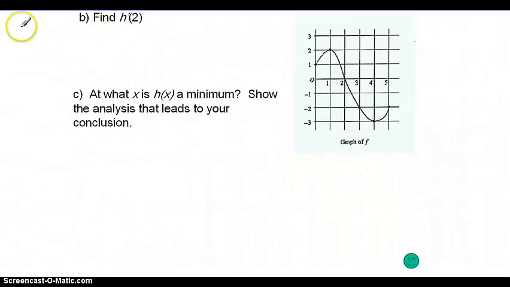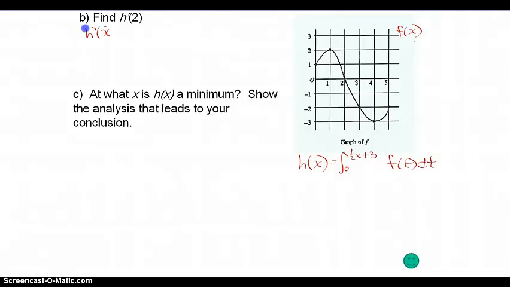Here's part B, find h prime of 2. So let's write the definition for h down again so we have it here where we can look at it. That was the integral from 0 to 1/2 x plus 3 of f of t dt. And again, we're looking at the graph of f of x. That might help us answer these questions. The process that I showed you on the last example is please show the AP reader h prime of x first. Then you can show the AP reader where you substituted in x equal 2. So h prime of x is the derivative with respect to x of what h of x is defined as. So that's the integral from 0 up to 1/2 x plus 3 of f of t dt.